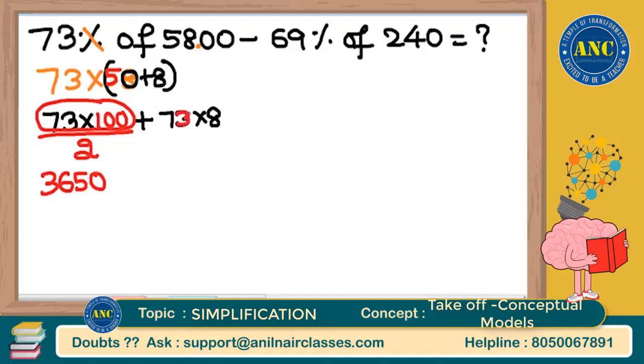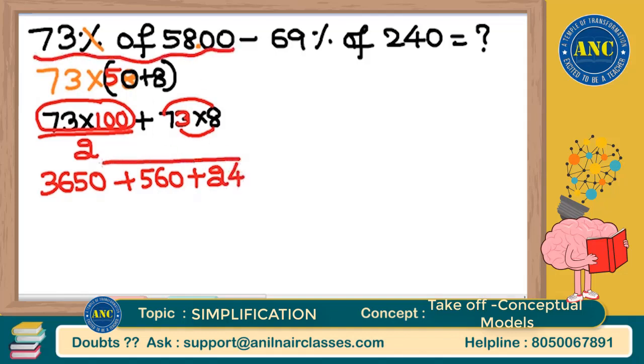Similarly, 73 into 8, don't do it. 70 into 8 is 560, and 3 into 8 is 24. So this is the entire value of this expression. Don't add all these things and make it a bad number. Let us keep it as of now like this only, right?